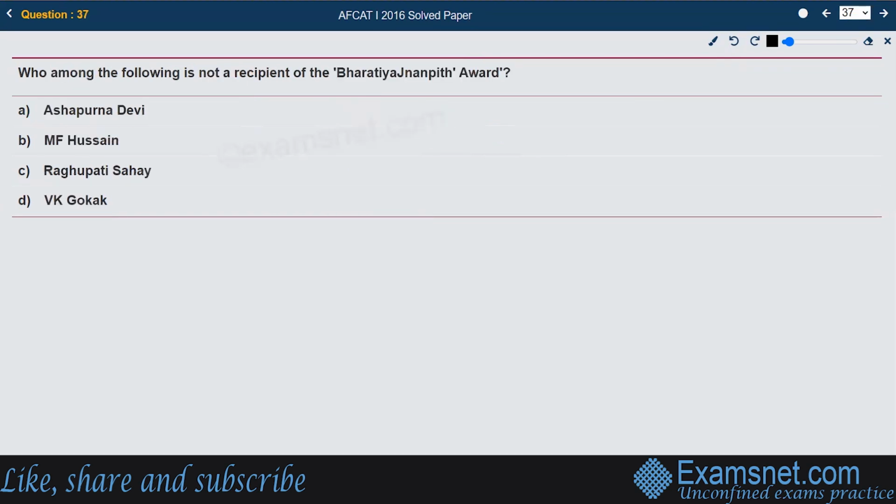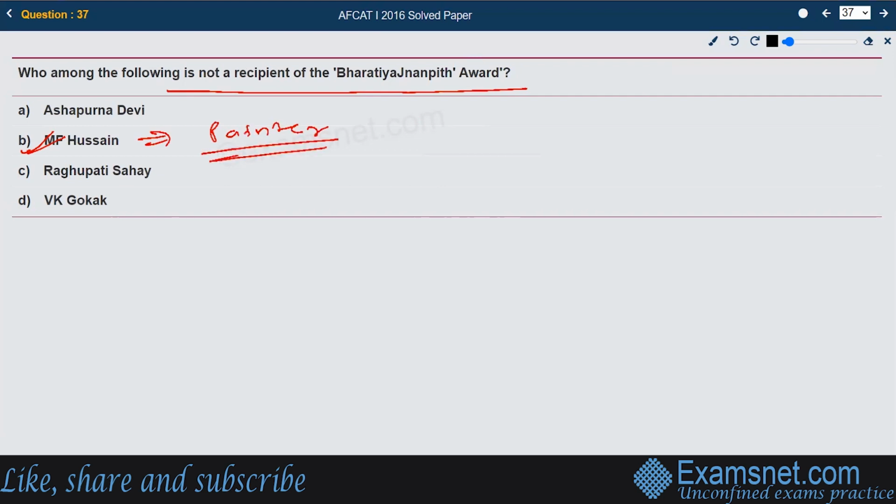37. Who among the following is not a recipient of the Bharatiya Gyanpith Award? The right answer is M.F. Hussain. He is the only one who has not received the Bharatiya Gyanpith Award. Who was M.F. Hussain? He was a famous painter.